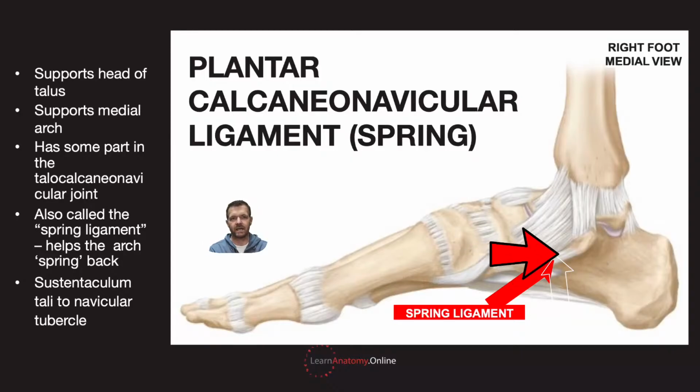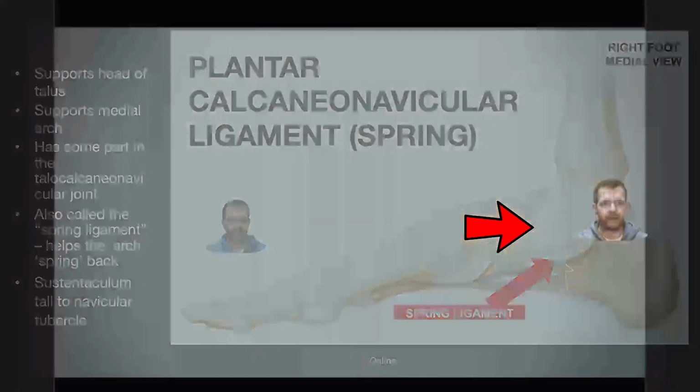But again, it's difficult to be specific without further testing. So the sustentaculum tali is where it attaches, that bony landmark just there, and then onto the navicular tuberosity just there. So again, we've got another ligamentous structure that attaches onto the navicular, as well as this part of the deltoid ligament. So you can see why it gets a bit messy being specific with things. Let's have a look at the spring ligament. This is it.